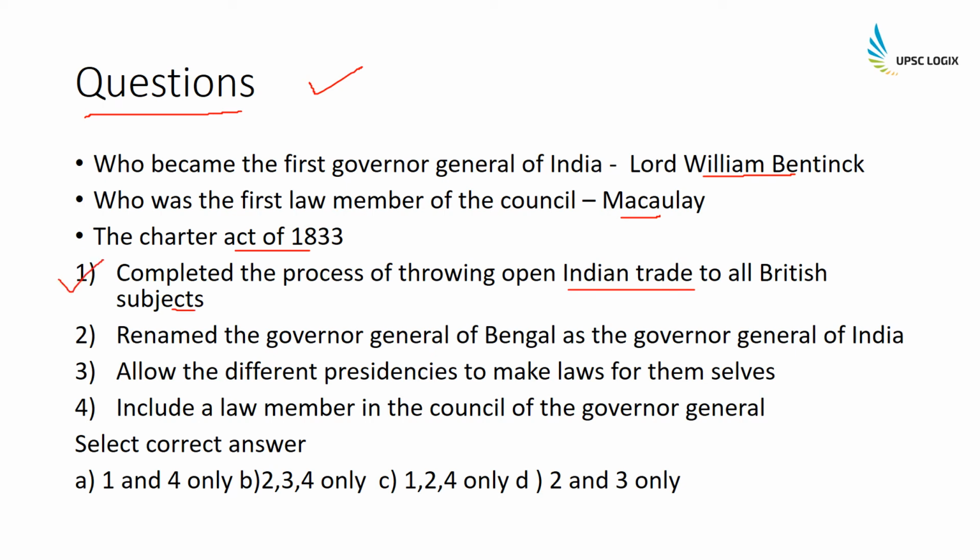This is correct. Then it renamed the Governor General of Bengal as the Governor General of India. This is also correct. Allowed the different presidencies to make laws for themselves. This is incorrect, since we know that all the legislative powers were vested in the Governor General of India. And number four is include a law member in the Council of the Governor General. So this is also correct. So only 1, 2 and 4 are correct, and the correct option is C.